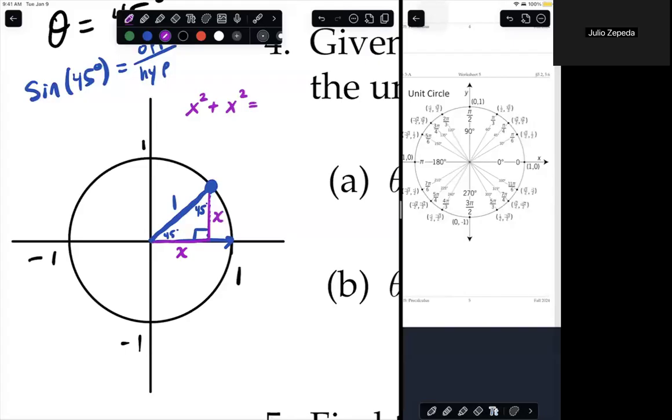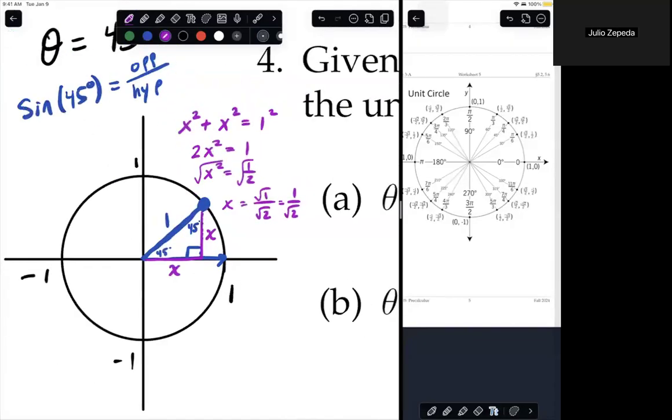So leg squared plus the other leg squared is equal to the hypotenuse squared. So this gives me 2x squared equals 1. Dividing by 2 on both sides, I get x squared is equal to 1/2. And taking the square root gives me that x is equal to the square root of 1 over the square root of 2. The square root of 1 is 1. The square root of 2 we can't really simplify too much, so we'll leave it as the square root of 2. And then we can rationalize the denominator, meaning we don't want to have a radical in the denominator. So I can multiply by the square root of 2 over the square root of 2.